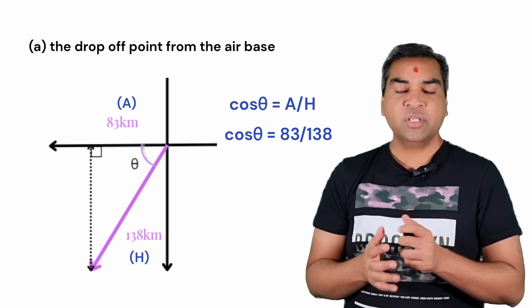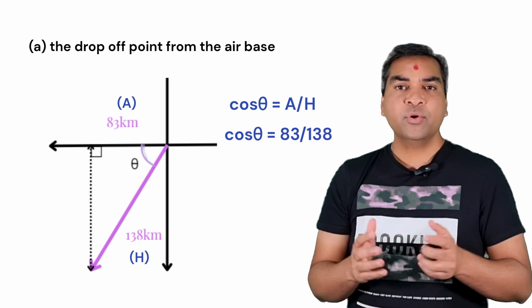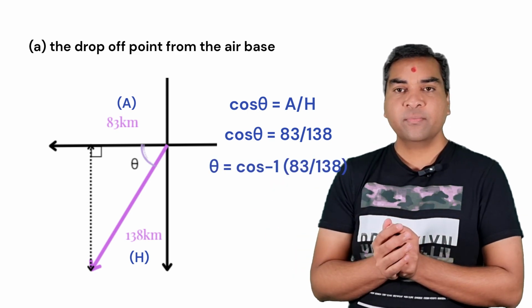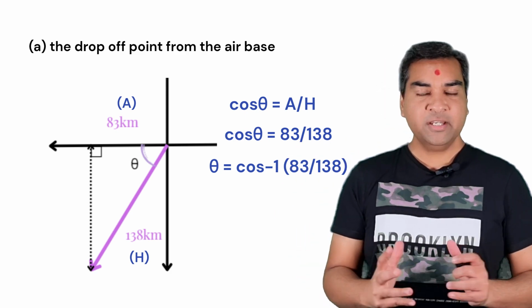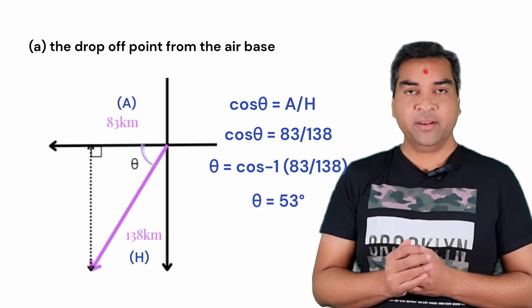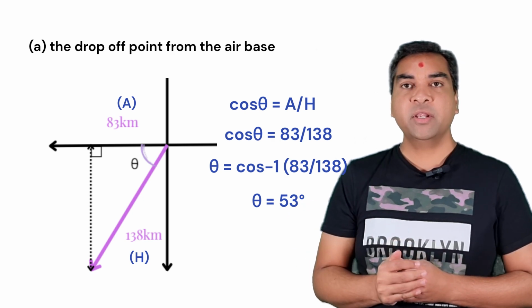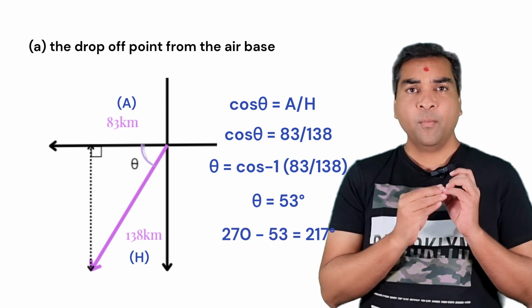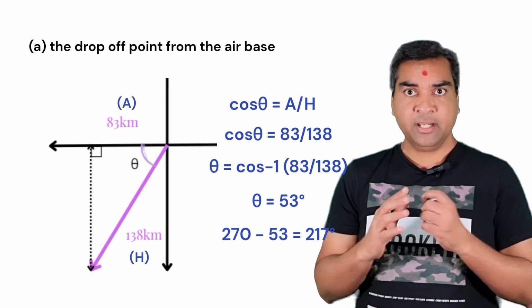Now, whenever you want to get your theta, what you do is cos inverse. So now we will do cos inverse of 83 upon 138. So theta is going to be 53 degrees, and your required bearing, which is from the north axis all the way to that airbase, is going to be 270 minus 53 degrees, which is 217 degrees.